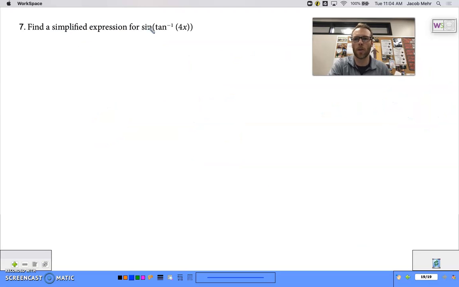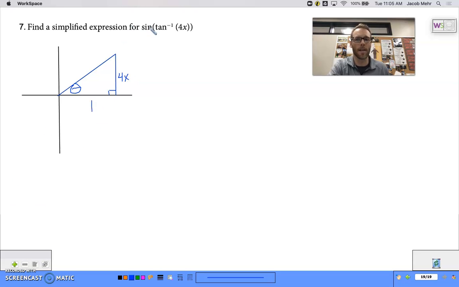Next one. Find an expression for the sine of the inverse tangent of 4x. So, again, we know this is the angle whose tangent is 4x. Let's draw our triangle. Now, that's our angle, and the tangent of this angle has to equal 4x. So how am I going to do that? Well, I know tangent is opposite over adjacent. I'm going to treat 4x like it's 4x over 1.